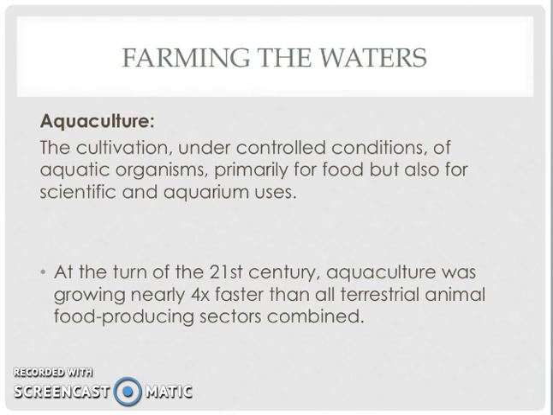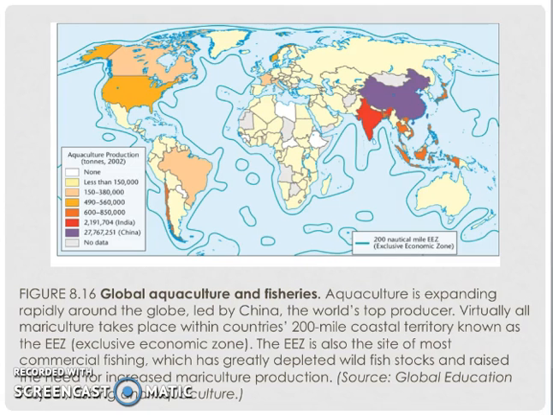Farming the waters, somewhere where we don't usually think of a region with agriculture, but in this case it's known as aquaculture, or the cultivation under controlled conditions of aquatic organisms, primarily for food, but also for scientific and aquarium uses. At the turn of the 21st century, aquaculture was growing nearly 4 times faster than all terrestrial animal food production sectors combined. Here we have a map of global aquaculture and fisheries.